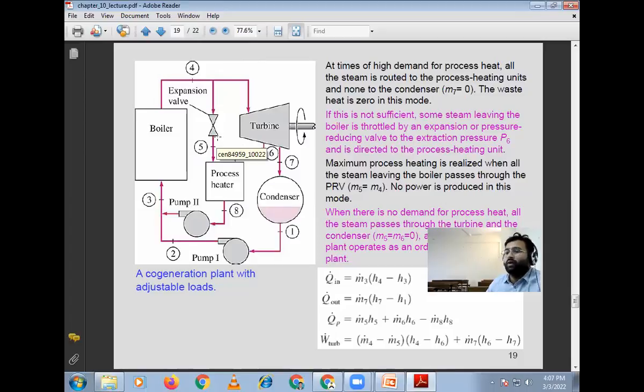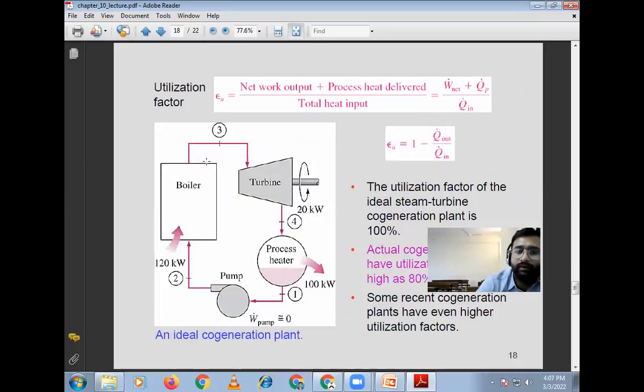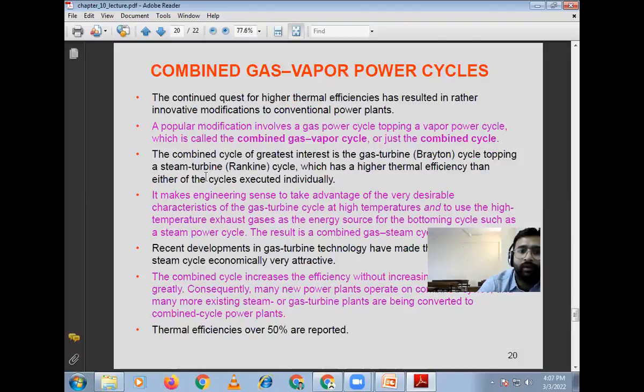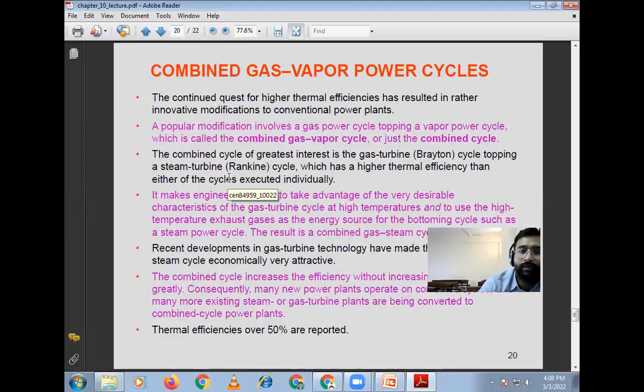So the previous diagram was where we were directly taking heat from the boiler. In this case, as you can see, some amount of steam is passed to the process heater, then after some expansion in the turbine, again some steam is supplied to the process heater. So that way also you can go for it. Okay, any doubt? Other than electricity generation, if you have another application, that is called process heating or cogeneration. And the last point of this chapter is the combined gas power cycle.